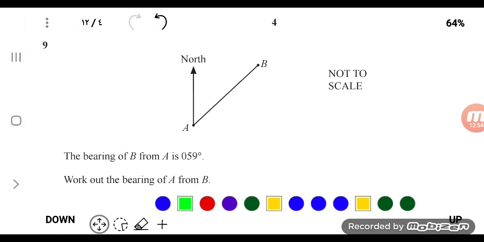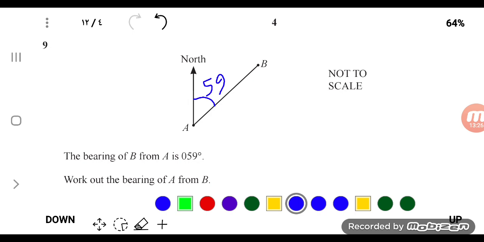Question now number 9. You are given this diagram. The bearing of B from A is 059. Work out the bearing of A from B. Remember, here we go to the letter after from and we draw north at. So the bearing of B from A means you have to draw north at A. It's already drawn for you. Bearing of B from A is 059. This means here the angle is 59.